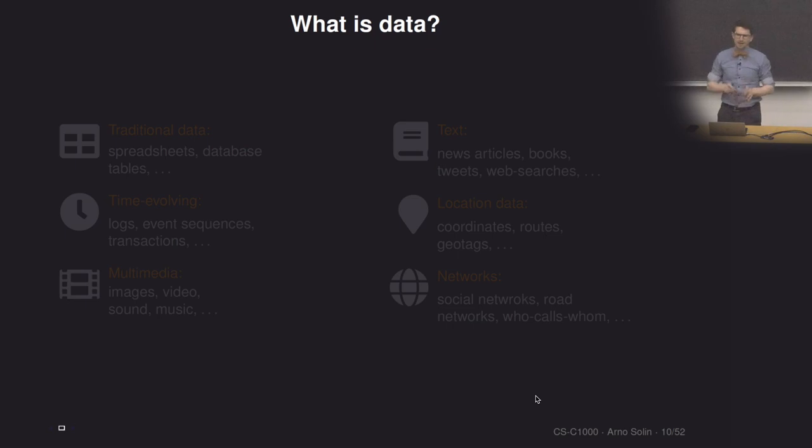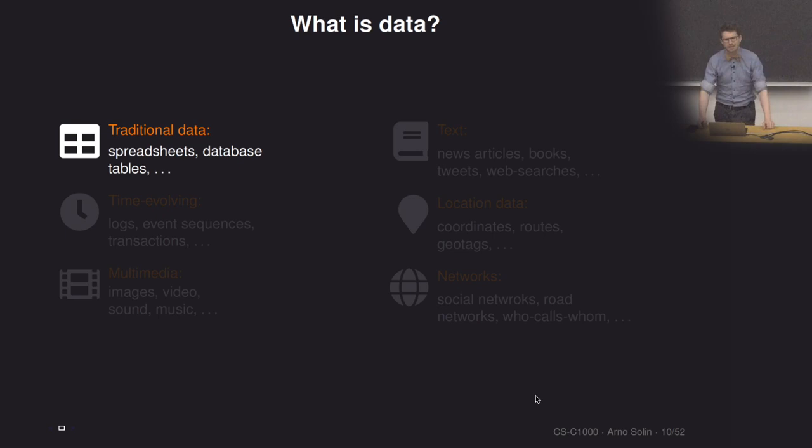But just in case I have examples, just to show you that data covers a whole lot of things. So first of all, let's consider traditional data. Data that maybe comes to mind when I say spreadsheets or databases, big tables with numbers. This is what people might think of when I speak about data. Who thinks about tables with numbers when they hear data? 5 of you.